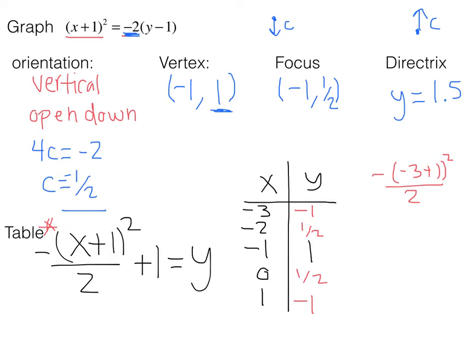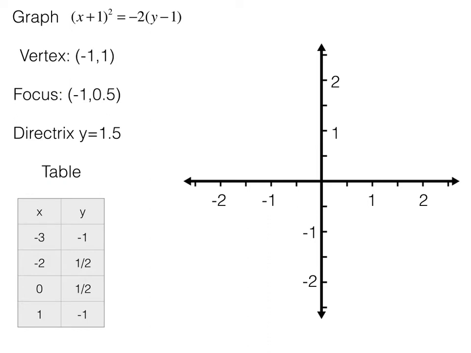So now we have enough information to create a graph. The first thing that's going to go on our graph is the vertex, negative 1, 1.